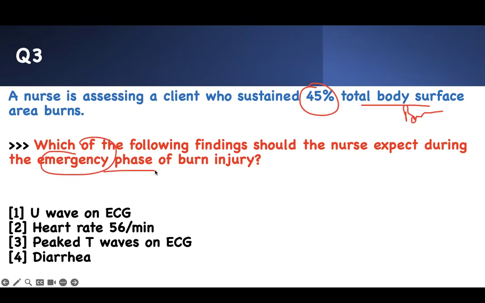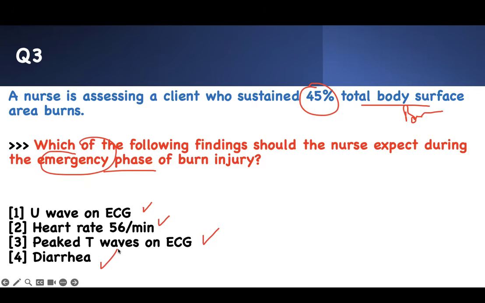I'm asking you for more. Emergent phase. You have to know the 3 phases of burn injury, right? Emergent phase, what does it classify? What do you expect? You expect U wave, you expect bradycardia, a peaked T wave, and diarrhea. Go with your content and ask yourself, what would you see if the patient burned? And at which phase? I'm asking you about the emergent phase. Stop the video, think about it, try to come up with the answer and see what is going on. And then you use the content to answer the question. Which answer choice do you pick?